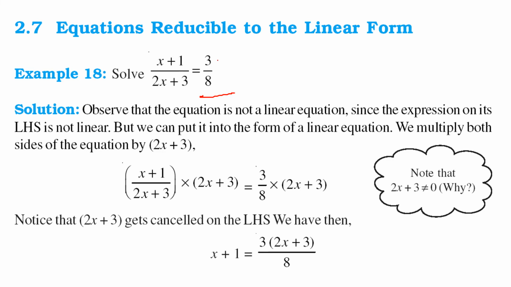How to do it? The thing is, if you multiply both sides by 2x plus 3, like this, 2x plus 3 into 2x plus 3. 2x plus 3 should not be equal to 0, otherwise division by 0 is not defined. So when you multiply these, this gets cancelled and you get this equation. So you get only x plus 1 here on the left hand side, and on the right hand side you get 3 by 8 into 2x plus 3.